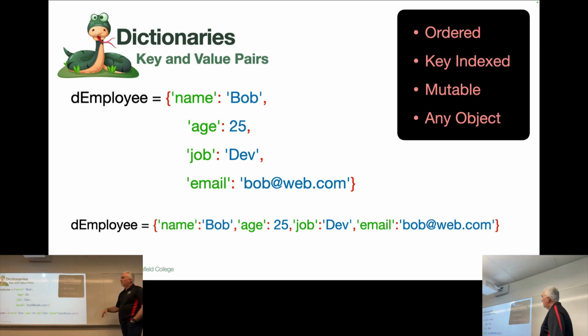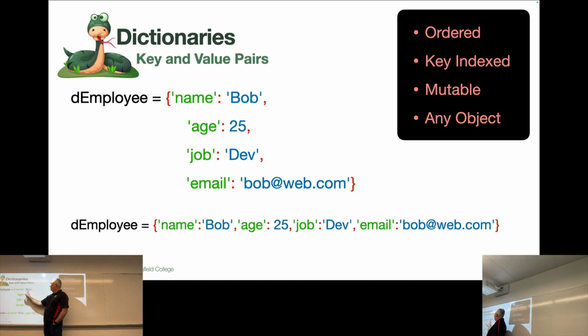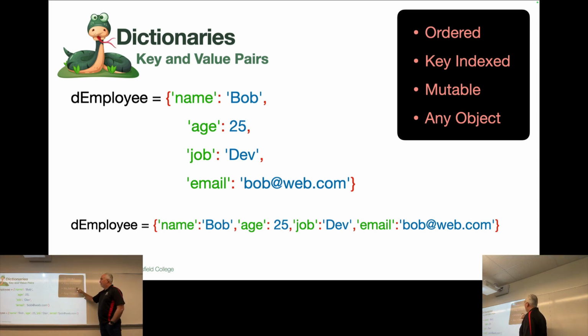So dictionaries are ordered, meaning they will maintain the same order. Name will be the first one, but it doesn't really matter because they are what's called key indexed. To access the name, you're not going to use D-employee slot 0. You're going to say D-employee name. They're mutable. You can change them. And again, the value can contain any object.